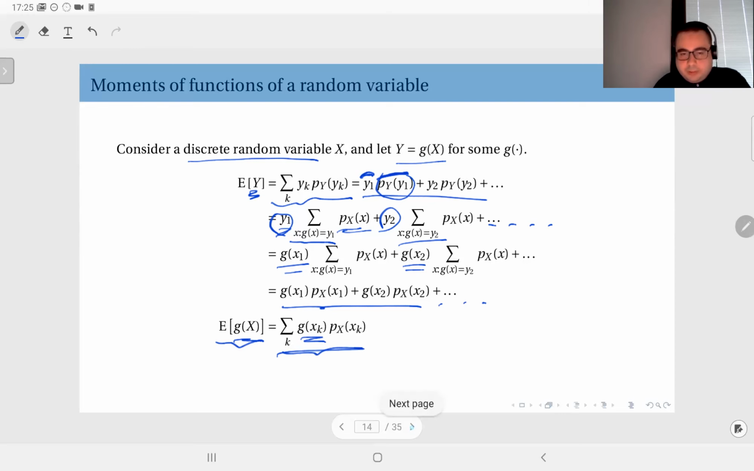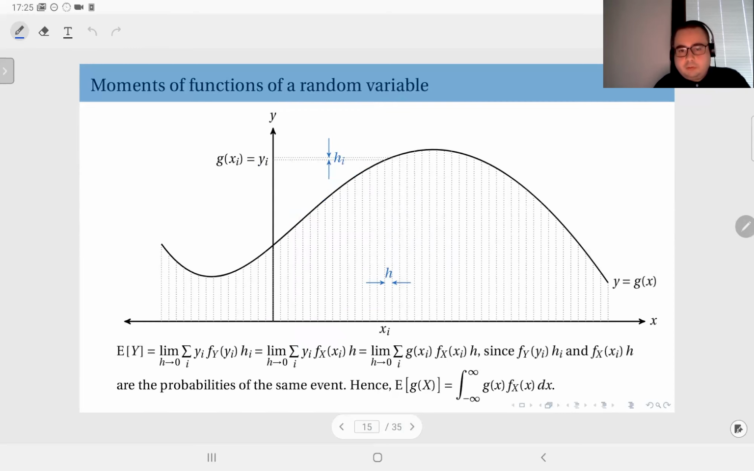And as I said, we can generalize this to a continuous distribution by, again, first considering the discretization of this continuous distribution and then taking the limit as h goes to 0. Here, you see the probability of the random variable X being in the vicinity of x sub i will be represented by this here, right? The PDF of X evaluated at x sub i multiplied by h.